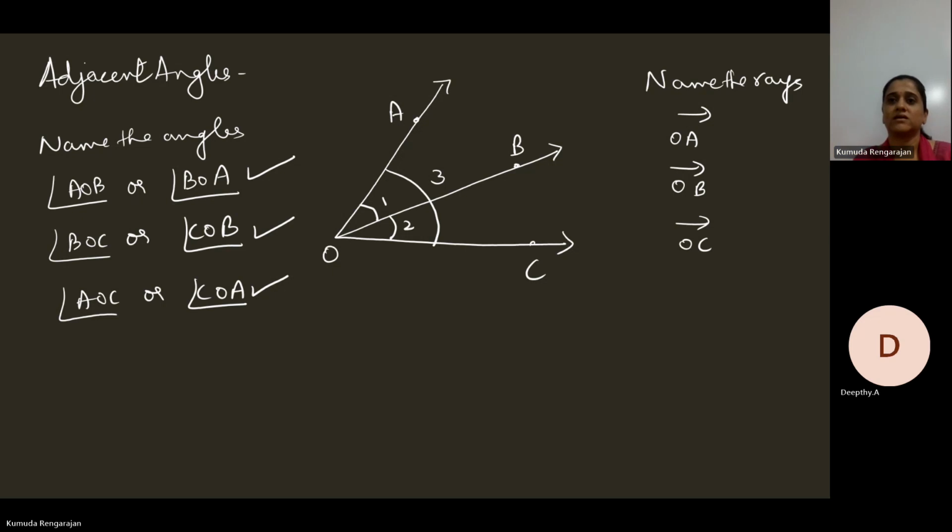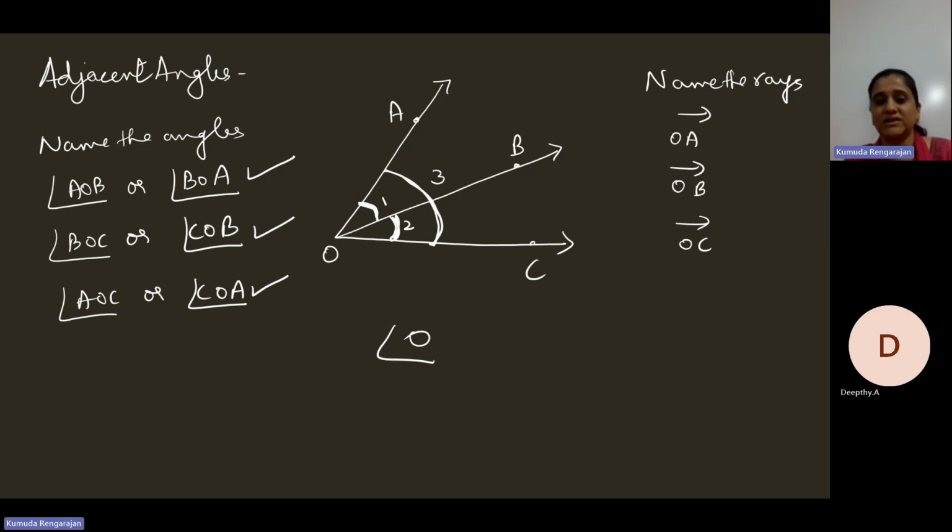AOC. When you say angle O, you're talking about the whole angle, which is angle AOC. But when you simply say angle O in this figure, you're not being specific, because at the vertex O there are three angles. Which O are you talking about? The O which is angle 1, or angle 2, or angle 3? Because at this vertex there are three angles. So in this situation, you need to be specific. So you have to use 3 letters to name the angle.